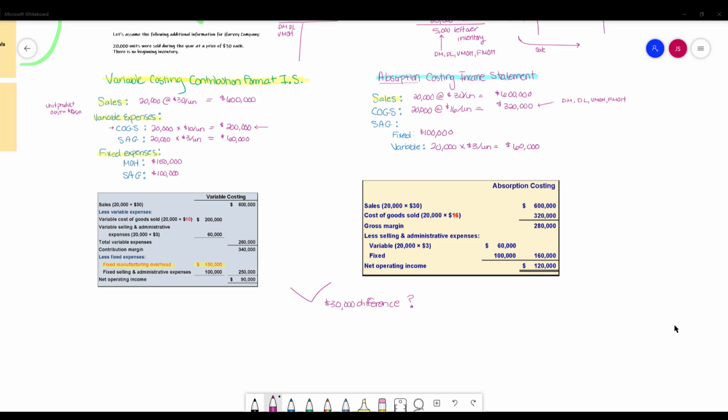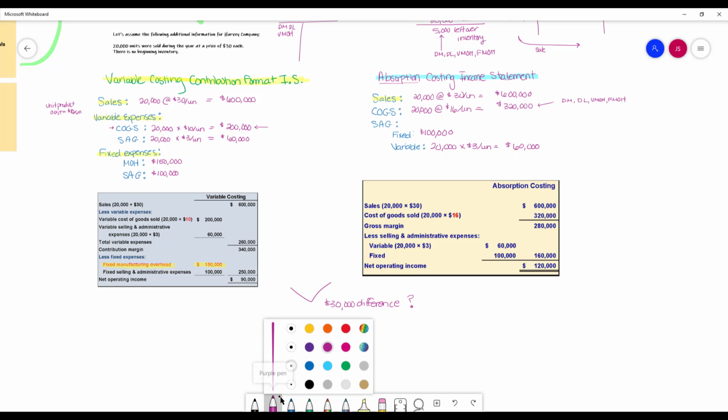Right, so for part 3 of chapter 6, we're going to now look at reconciling the difference between the net operating income we found under the variable costing method and the net operating income we found under the absorption costing method. So that's a $30 difference, and we want to see where that $30 difference is coming from.